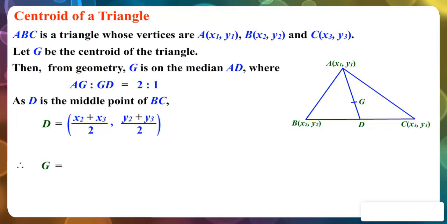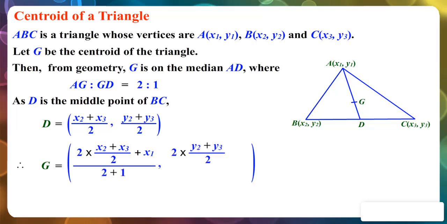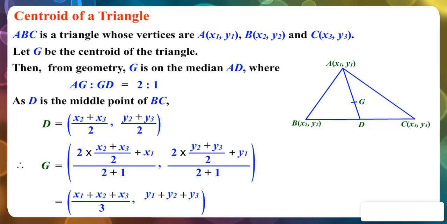Therefore, G is equal to (2 into (x2 plus x3) divided by 2 plus x1, divided by 2 plus 1, 2 into (y2 plus y3) divided by 2 plus y1, divided by 2 plus 1). This is equal to, on simplification, ((x1 plus x2 plus x3) divided by 3, (y1 plus y2 plus y3) divided by 3).